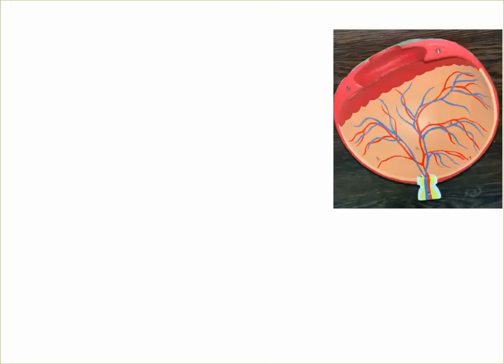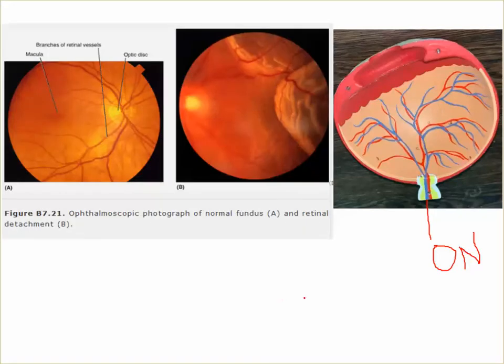Now we can see the third layer, the retinal layer, the nervous layer. These are the retinal vessels which are seen, and again you can see the optic nerve, and along with it the central retinal artery and vein. The optic nerve is the second cranial nerve, and this view of the retinal vessels can be seen by an ophthalmoscope.